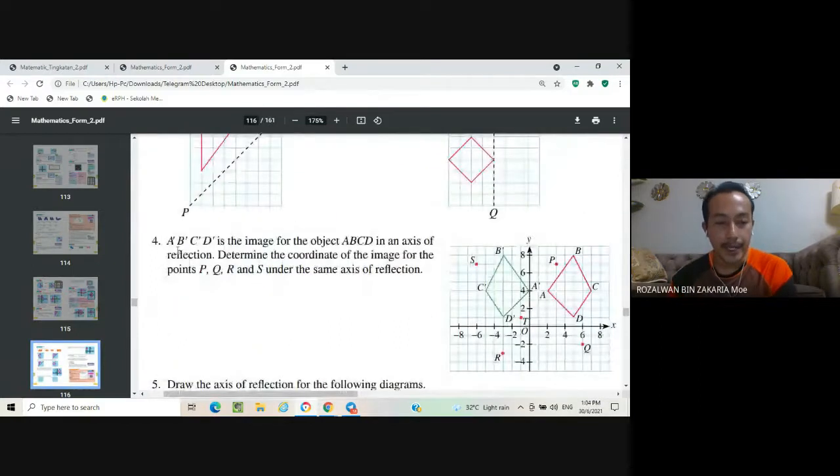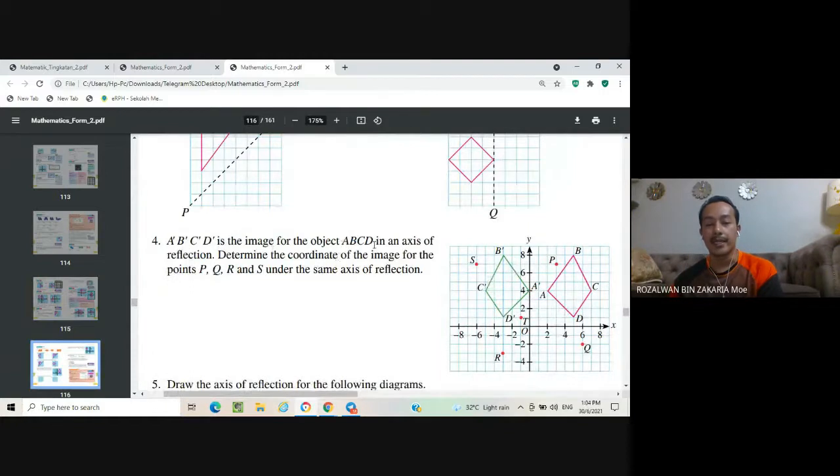A prime, B prime, C prime, and D prime is the image for the object A, B, C, D in an axis of reflection. Determine the coordinates of the image for the points P, Q, R, and S under the same axis of reflection. So the question asks you to find the coordinates for P prime, Q prime, R prime, and S prime under the same axis of reflection. So how to do this one?